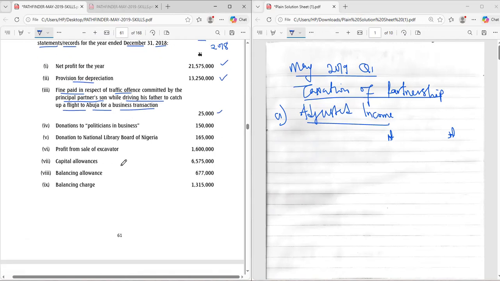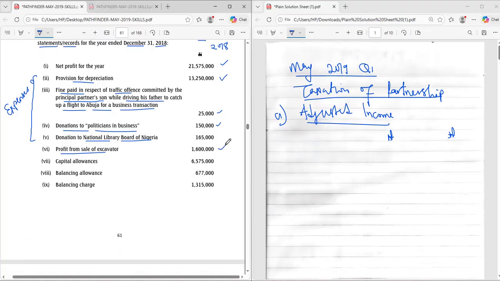And the next one, they say donation to politicians in business. It's disallowed. Then we have another donation, a donation to National Library Board of Nigeria, which is allowed. Then profit from sale of excavator. You see, all these donations, from here down to this donation, are like expenses. So expenses were initially deducted. So what did you do to expenses? You add them back.